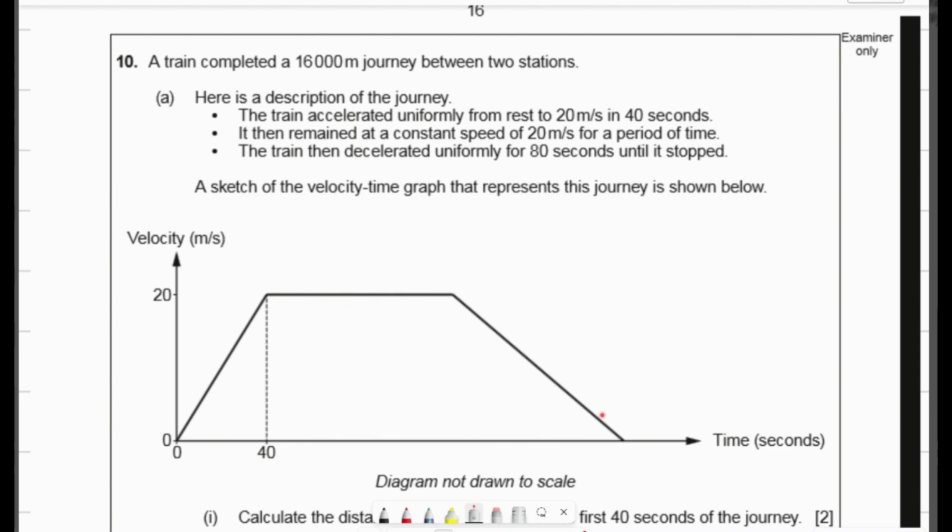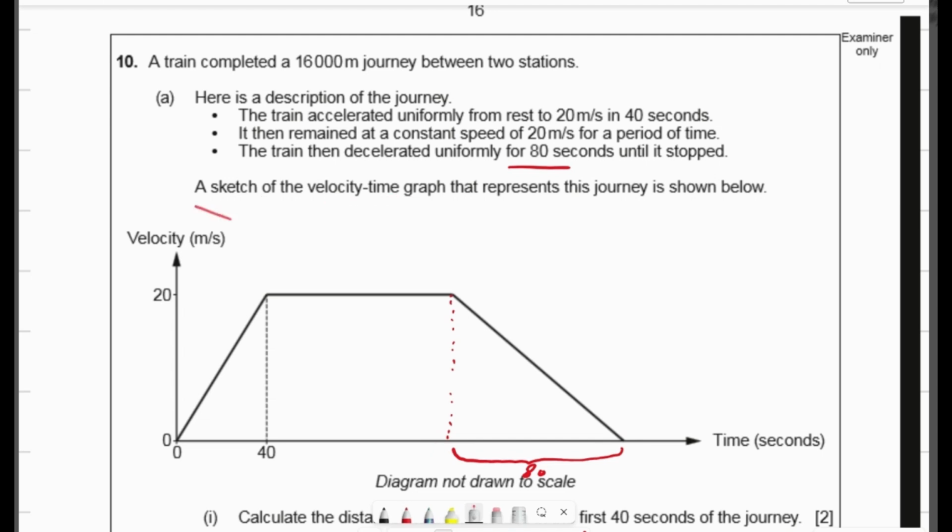So now we understand that this part here, we have to write all pieces of information. This part here is 80 seconds because it decelerated for 80 seconds. It means this line here, from this point to this point, represents 80 seconds. So this is all the information given here. So a sketch of the velocity time graph represents this journey.